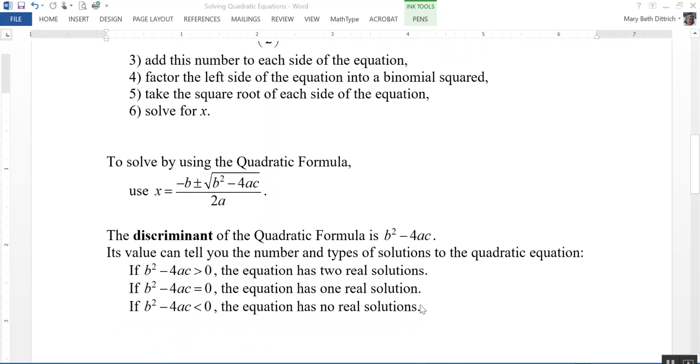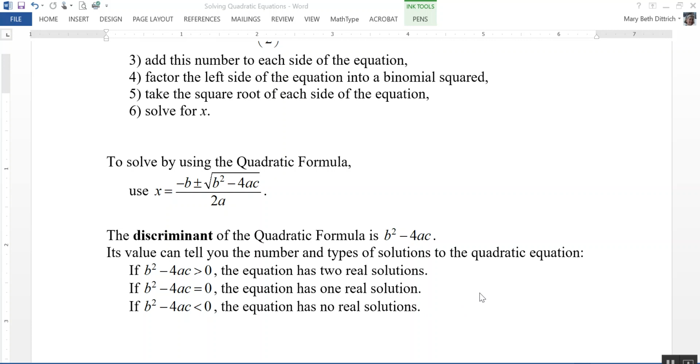To solve by using the quadratic formula, we're going to use the formula x equals the opposite of b plus or minus the square root of b squared minus 4ac, all divided by 2a. The discriminant of the quadratic formula is the value b squared minus 4ac. The value of the discriminant can tell you the number and types of solutions to the quadratic equation.